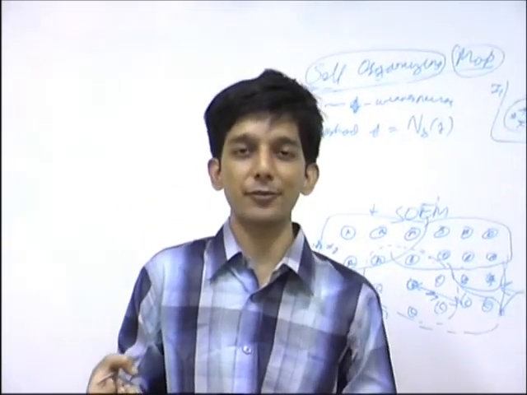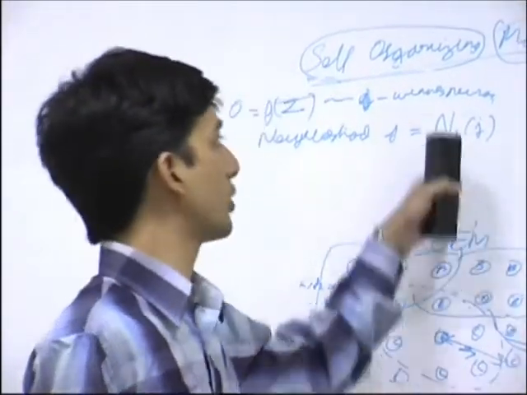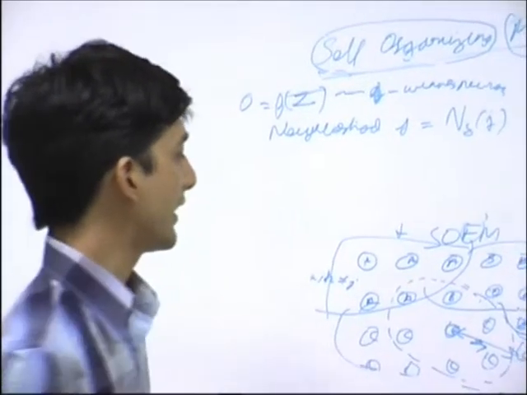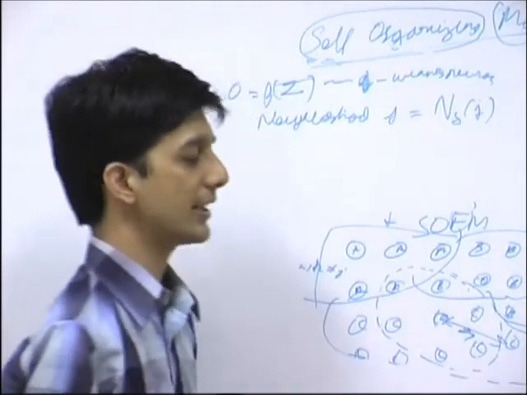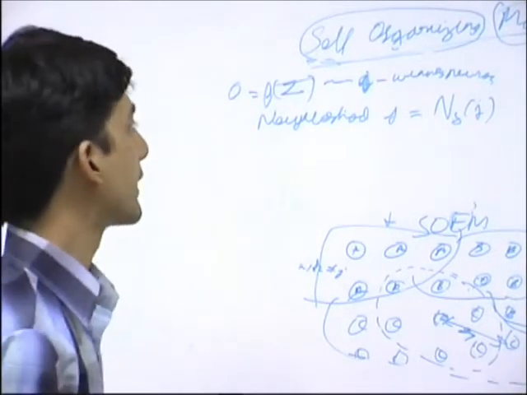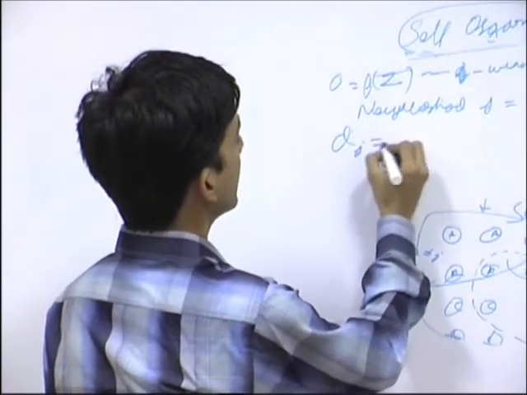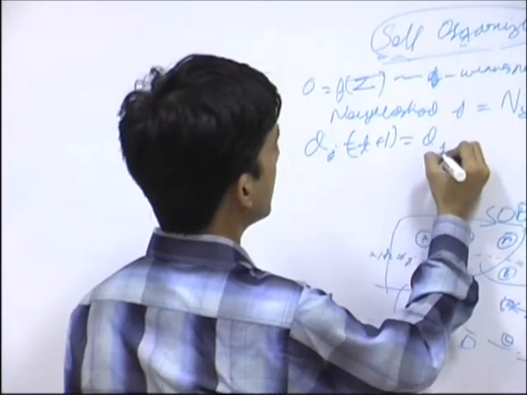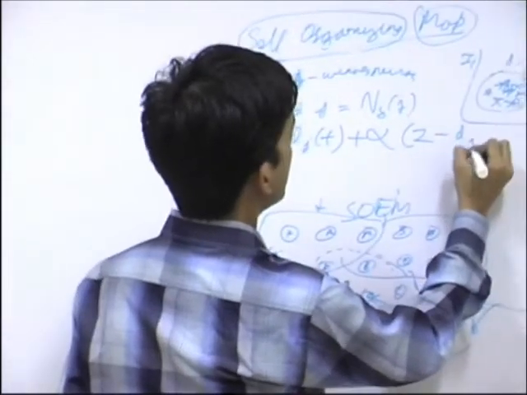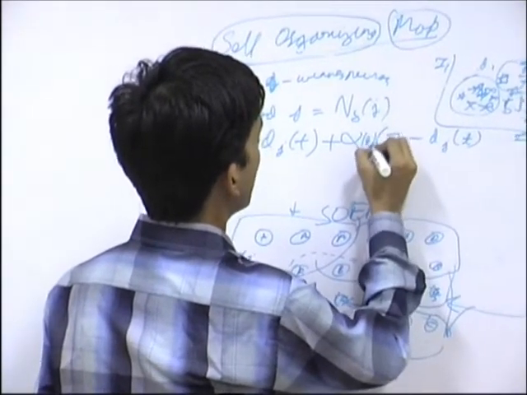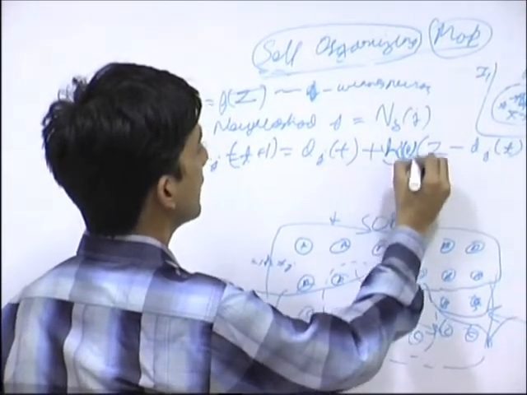The only thing is that in place of putting up only the winning neuron, I need to pull up this entire set of neurons N_J. If this is the winning neuron, my N_J is all these neurons, the set of all these neurons. So basically, my d_j at time t plus 1 is nothing but d_j at time t plus alpha times input minus d_j at time t. Here alpha t would be replaced by the term h_t.